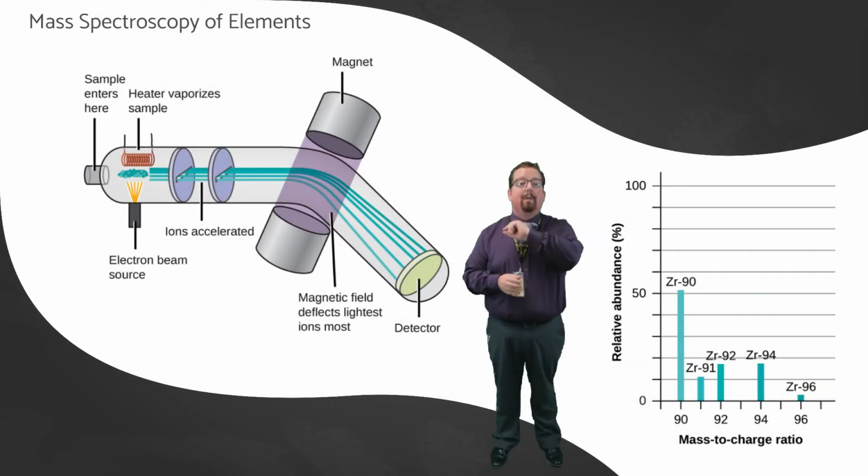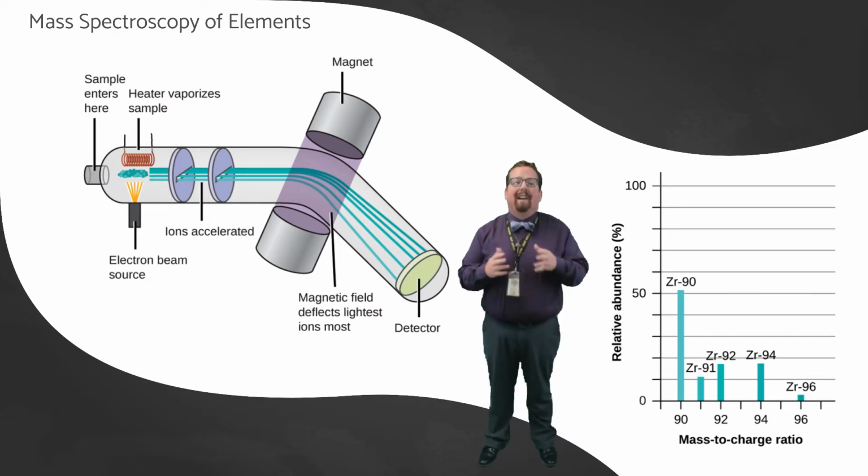Topic 1.2 is all about mass spectroscopy, something that's probably very new to you. You should already know that each element exists in multiple forms called isotopes. Isotopes of an element have the same number of protons, making them the same element, but have different numbers of neutrons, giving them different masses.